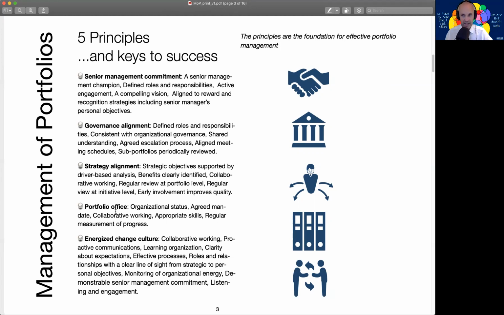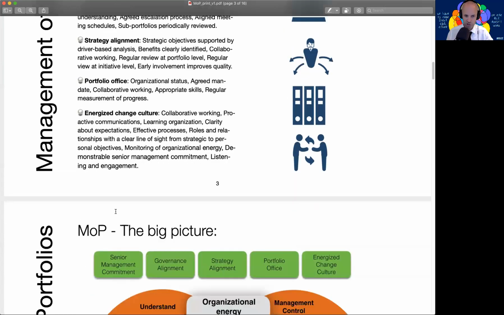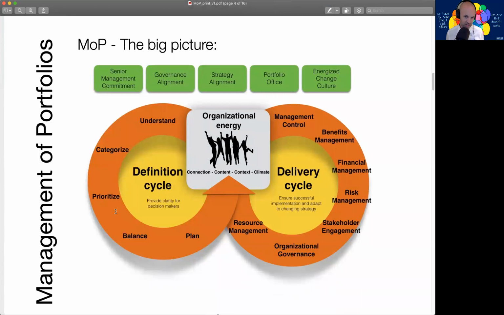The last principle is an energized change culture. Remember that we differentiate between MoP and portfolio management. In the middle of MoP, we have this organizational energy, and that's what MoP says it needs to succeed. We need some form of productive, energized change culture to get MoP in place, as opposed to a resigned type of energy where we've given up, lights on, nobody home. We want the productive, energized change culture. That's why this picture shows organizational energy and how we can get that in place.